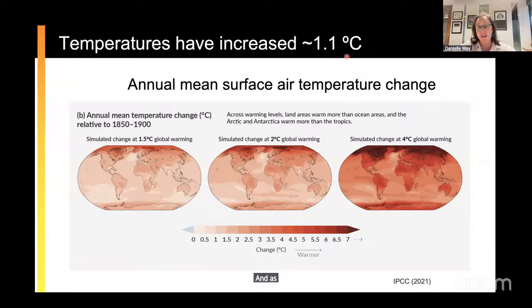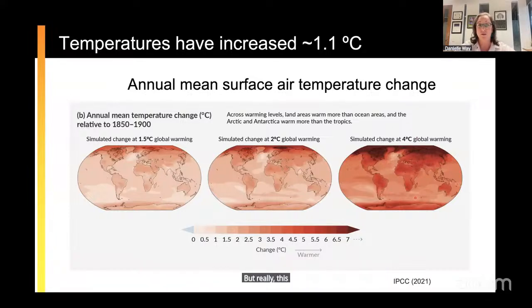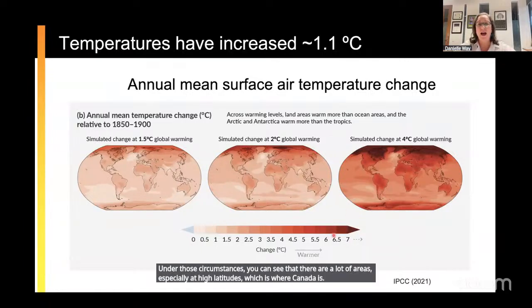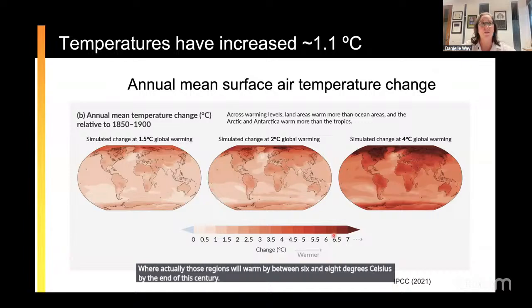And as we continue forward as a society, we have to decide what we're going to do to mitigate this effect. And what you're seeing here is a figure from the Intergovernmental Panel on Climate Change, showing different potential future climates for the Earth, where this right-hand figure showing a 4 degrees Celsius warming is really a business as usual scenario. So we often think of this as actually a worst case scenario, but really this is just what happens if we don't change our behavior. Under those circumstances, you can see that there are a lot of areas, especially at high latitudes, which is where Canada is, where actually those regions will warm by between 6 and 8 degrees Celsius by the end of this century. So those are enormous changes that are much larger than the degree of cooling that we had during the last ice age.